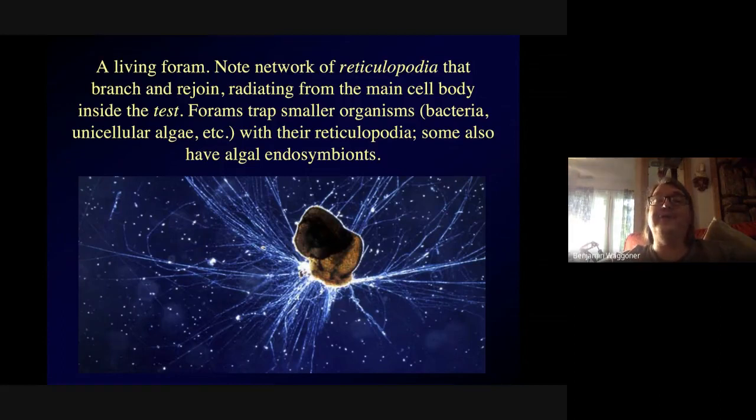And the same is true for the skeletons of forams. You have a test in the center. That brown thing is the shell of the foram. And then coming out of that, you have this huge network of very fine reticulopodia. And remember, reticulum means a net. You can see where these branch and they rejoin and branch again. And so you have this net. Some of these have endosymbionts and others trap smaller organisms inside and digest them inside the cell, using that reticulopod as a trap net.